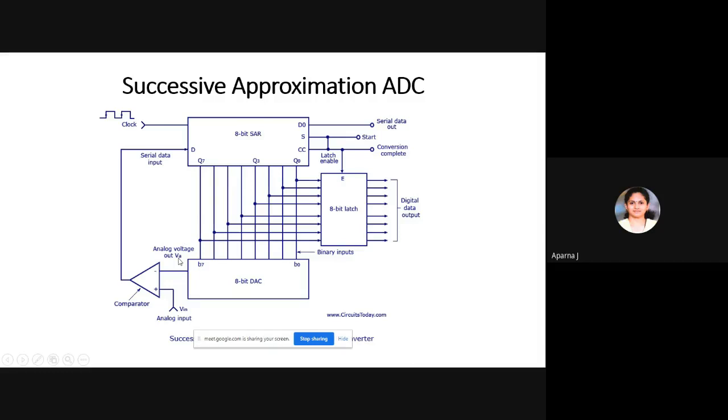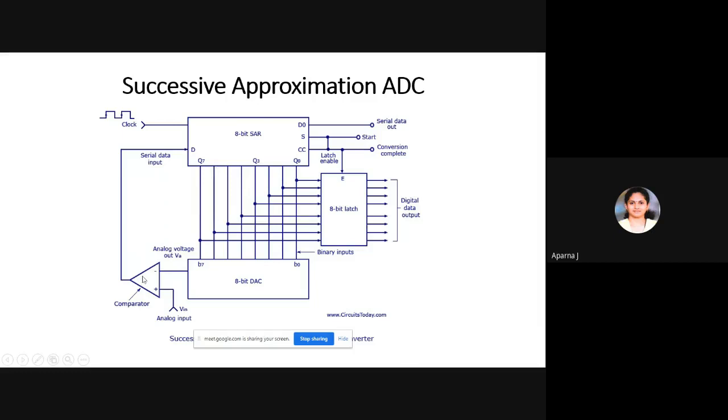This is the analog voltage, that is VA, which is applied to the comparator and compared with the input voltage Vin. Now, if Vin is greater than VA, then the comparator output is 1. So it says that Vin is more and the weightage obtained here, the digital output, is less. So it will retain Q7 as it is, means the Q7 bit will be set as it is, and next it will try with the next bit, that is Q6.